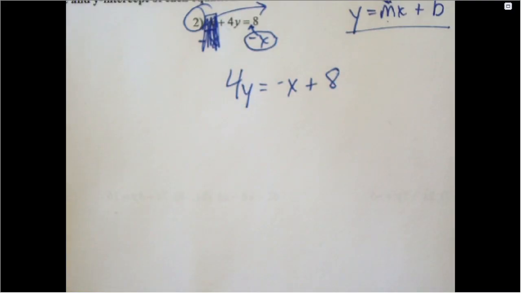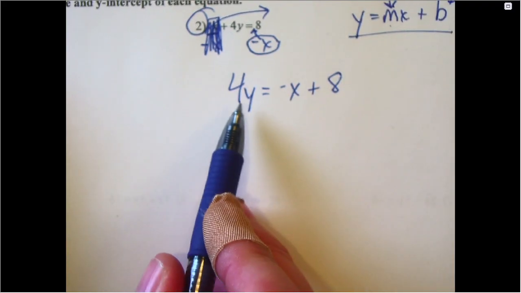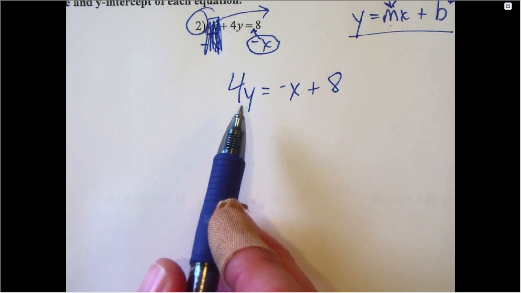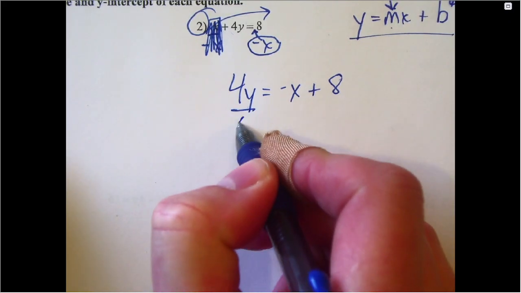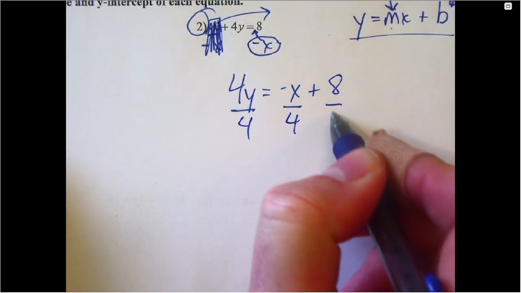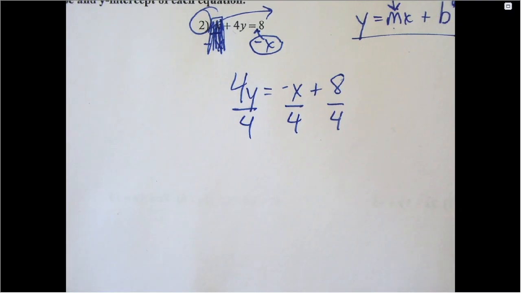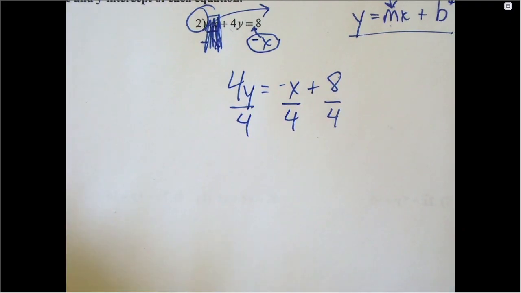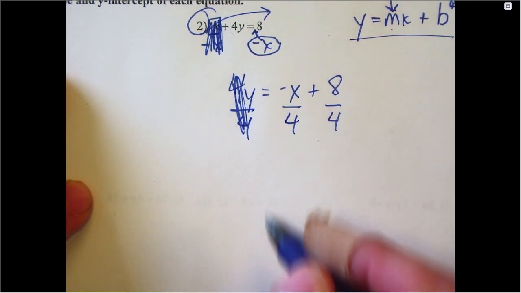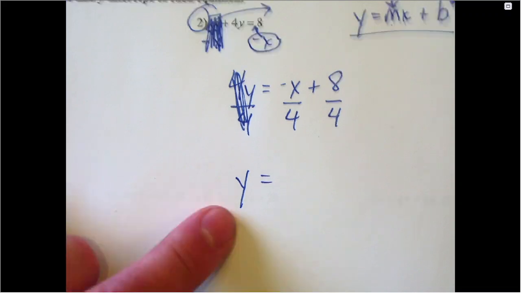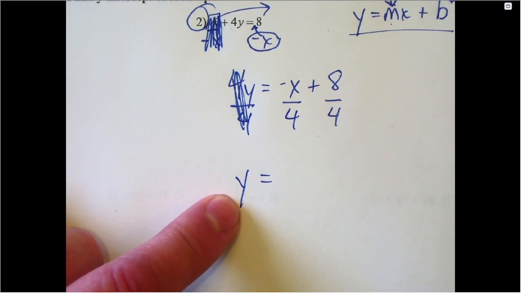I want y by itself. So my job is to, what's happening to the y right now? It's being multiplied by 4, right? So I'm going to divide by 4. But you have to be fair and divide all three things by 4. You can see we're starting to make our way to that form. So these will cancel, and you just get y by itself, which is the point, that's what we want.